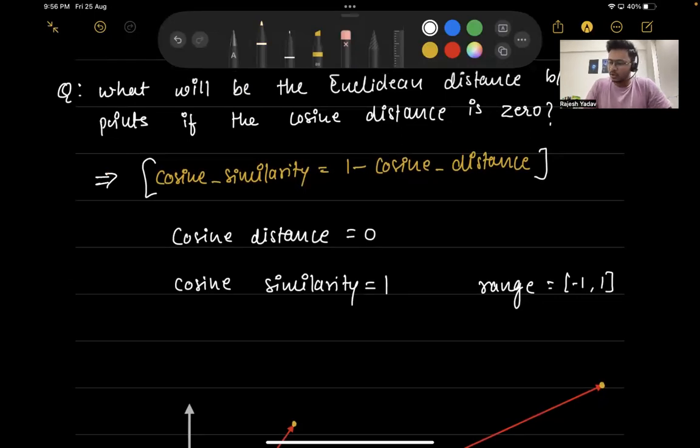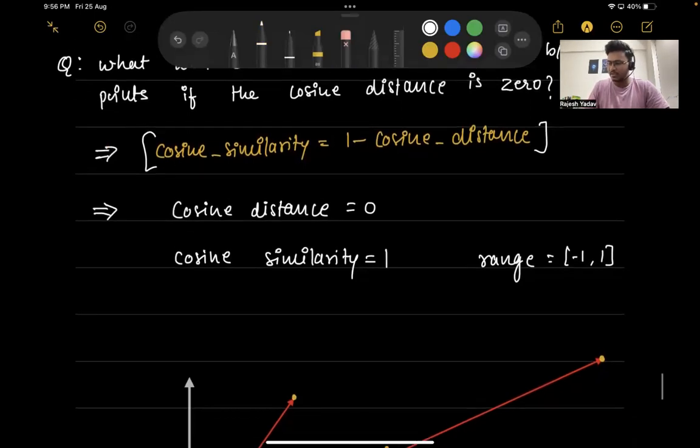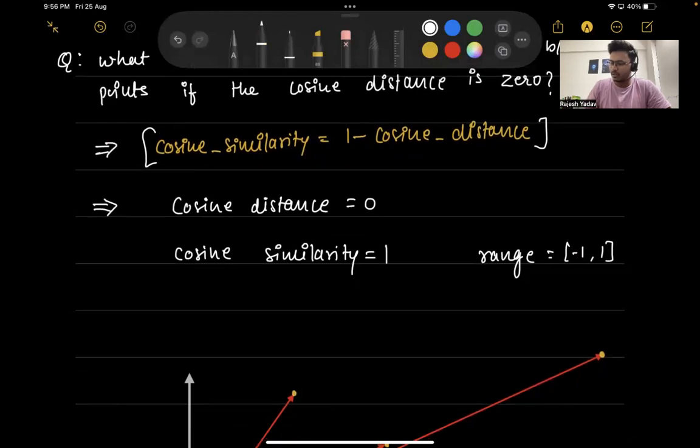In our scenario, the cosine distance is 0. It means the cosine similarity will be 1 here. After putting this value in this formula, I'll get the cosine similarity, which is 1. Now, the range of the cosine similarity is from -1 to 1.